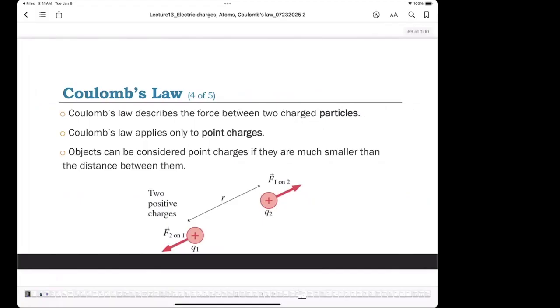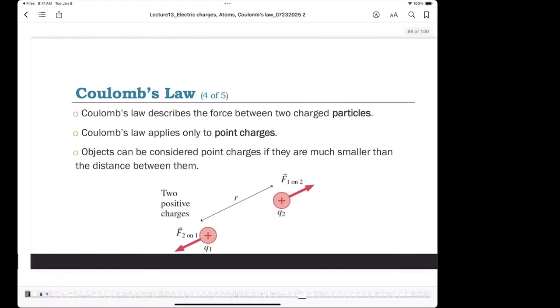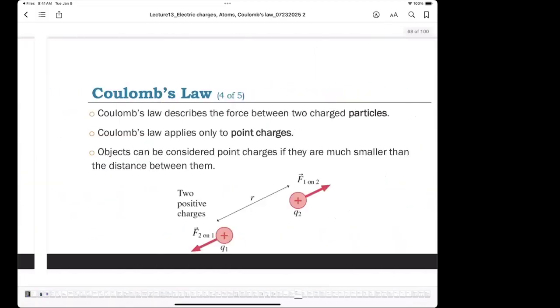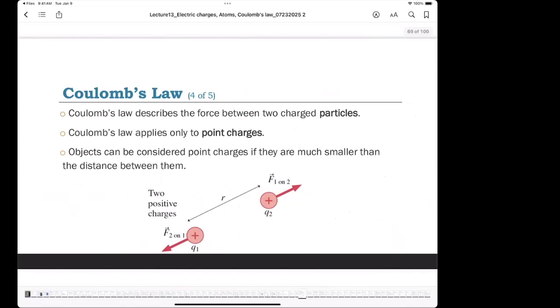Coulomb's law describes the force between two charged particles. This law applies only to point charges. You can see from this equation there are only two charges. Objects can be considered point charges if they are much smaller than the distance between them. If those two objects are much smaller than the distance between them, we can consider them as point charges.